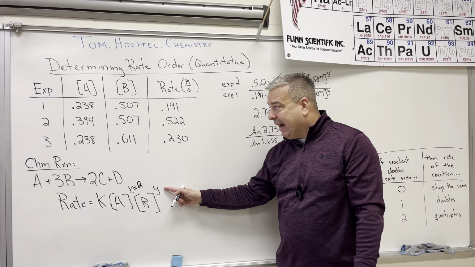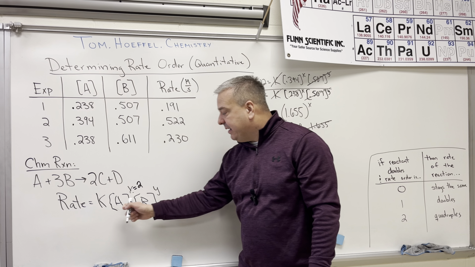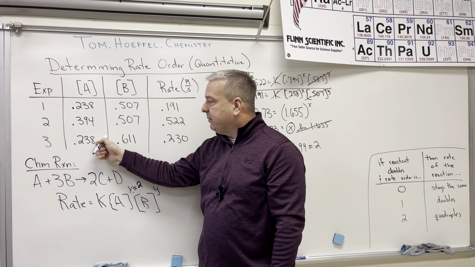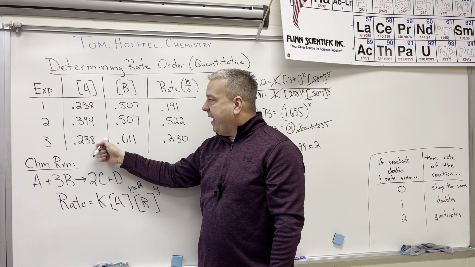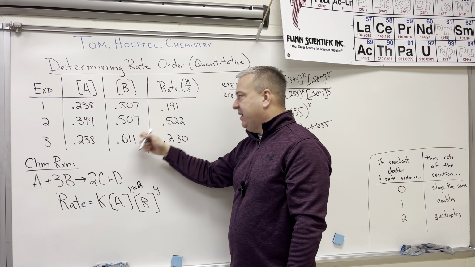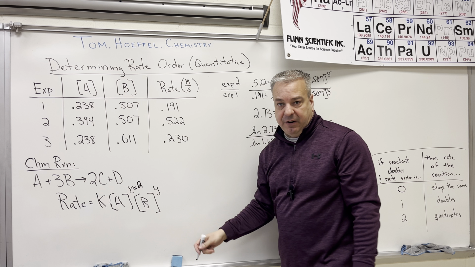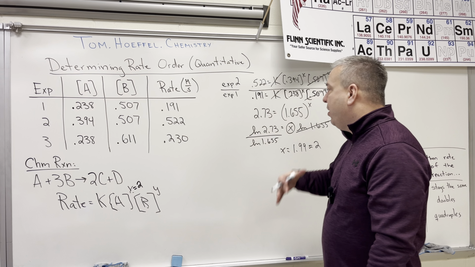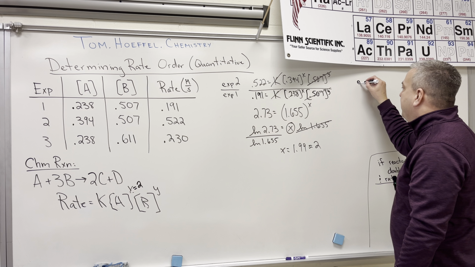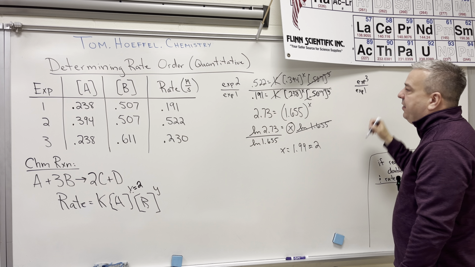Now, to figure out what y is, we're going to pick two experiments where A stays constant, but B changes, okay? So that would be experiment 1 and 3, where A stays the same, okay, but B fluctuates, and obviously the rate is going to fluctuate, and because of that, we're going to be able to figure out what y is equal to. So we're going to compare experiments 3 and 1. I'm going to put experiment 3 on the top and experiment 1 on the bottom.